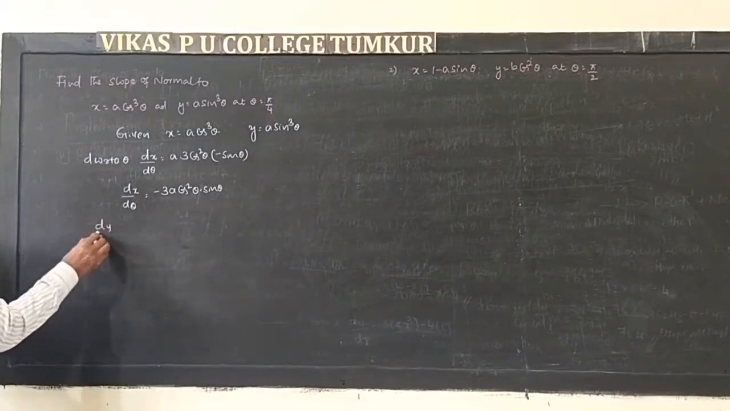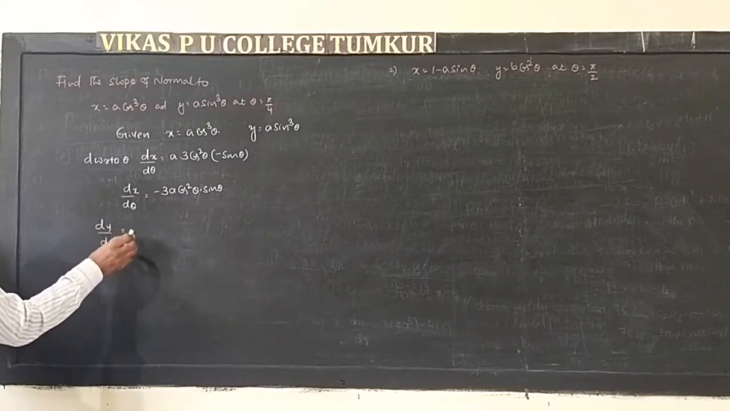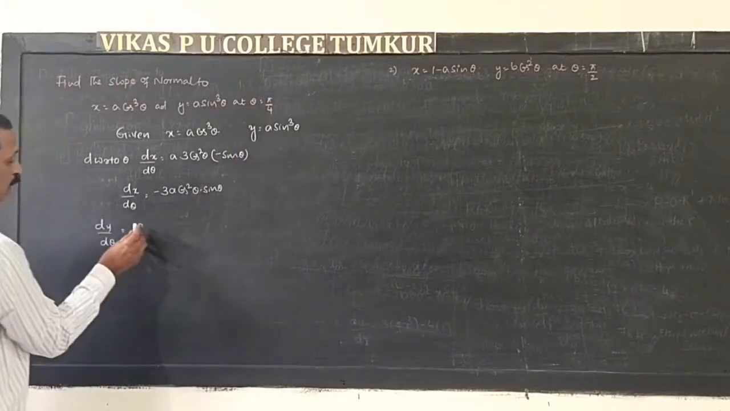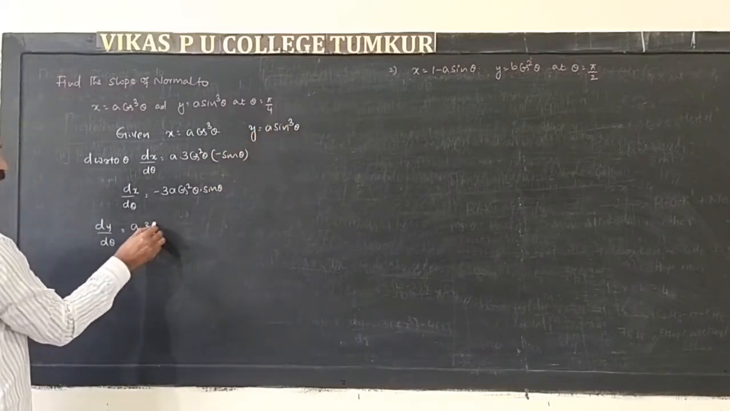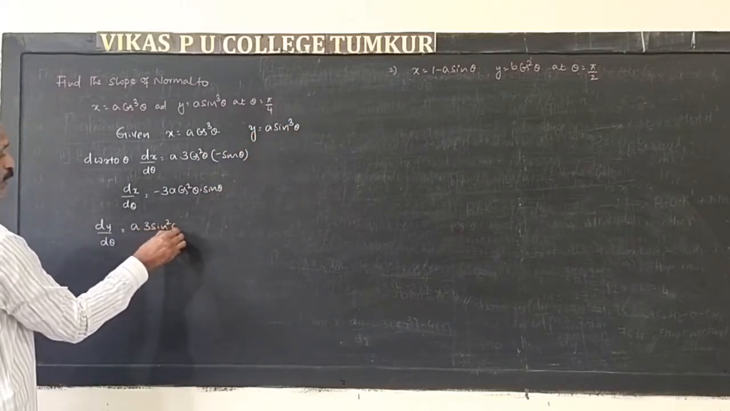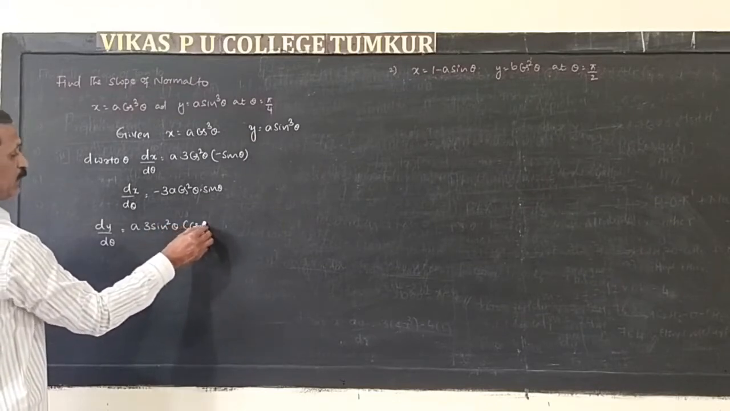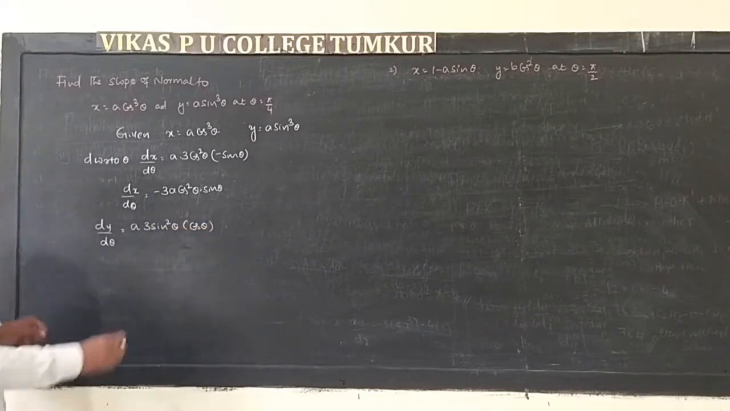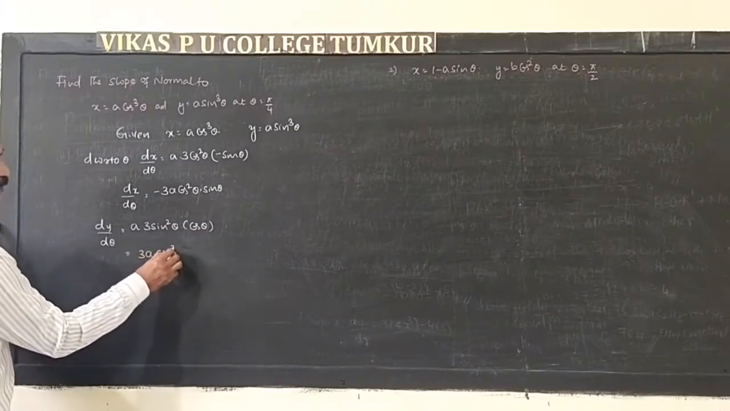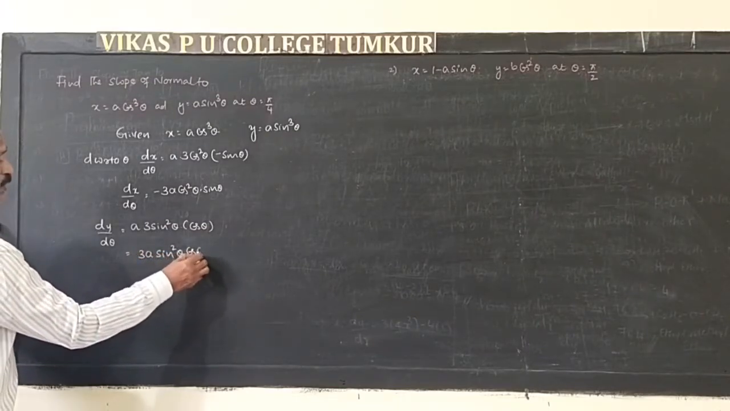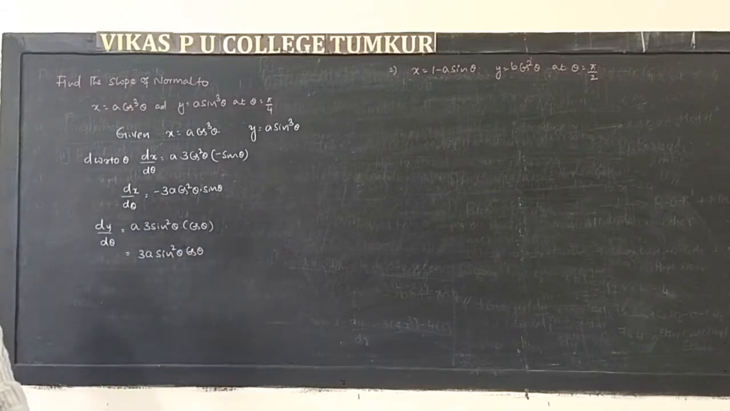Shall I find dy by d theta? This is your value of y. Keep a as it is. Differentiation of sin cube theta is 3 sin square theta into differentiation of sin theta, which is cos theta. If I rearrange that, this is nothing but 3a sin square theta into cos theta.